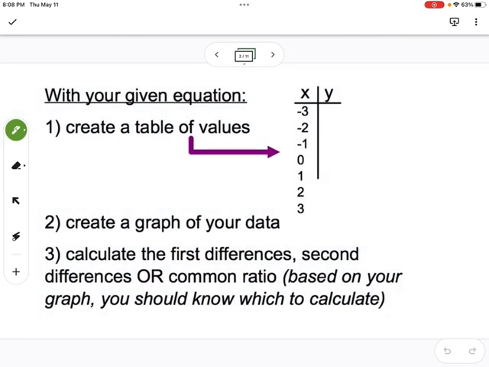So with your given equation, you can create a table of values, you can create a graph of your data, and you can calculate the first differences, second differences, or a common ratio based on your graph. You would know which one to calculate. And we're going to go into what those first, second differences look like along with the common ratios.